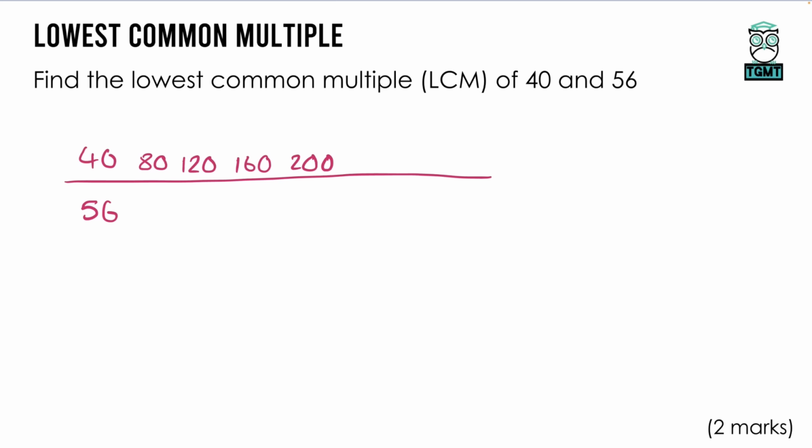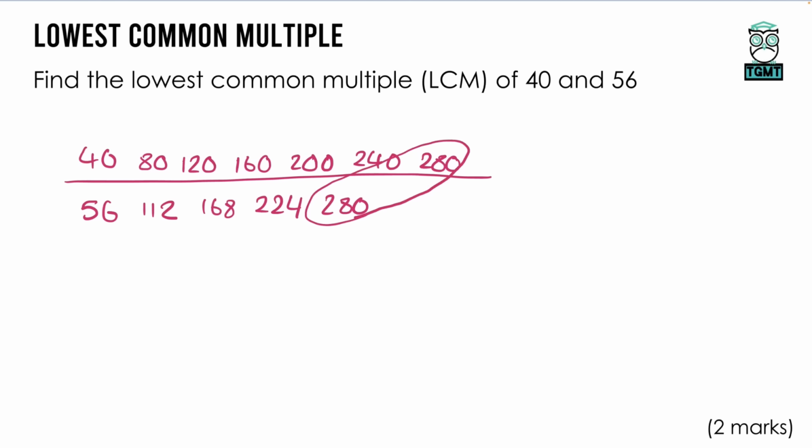So now moving on to the 56s, we get 112 and then 168. And at some point you're going to see that, of course, we're going to go past that 200. So 224, add another 56, gets us 280. And this is going to match 240, 280, and we have our lowest common multiple.